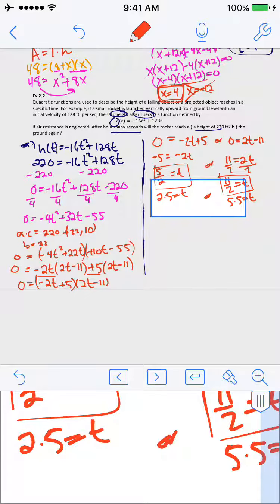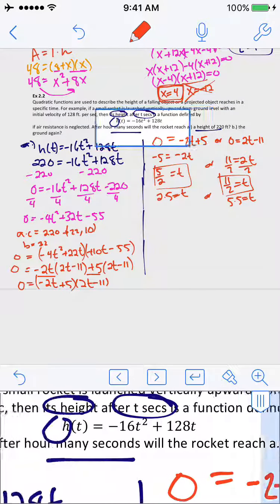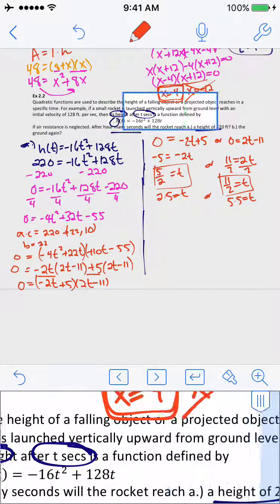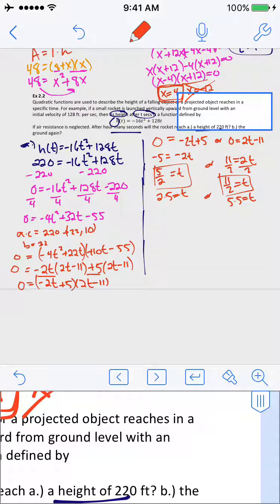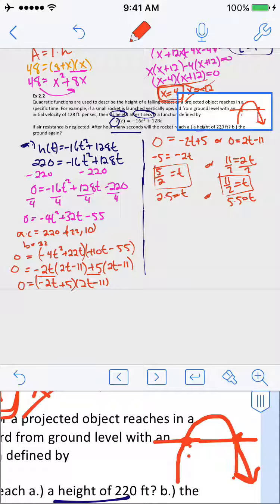What's happening is you've got this small rocket, and think about what happens when you shoot off a rocket. It goes up, and then it comes back down. And it says, at what point is this height going to be 220? Well, it's going to be 220 right here, and right there. So at 2.5 and at 5.5. So both of these actually make sense.